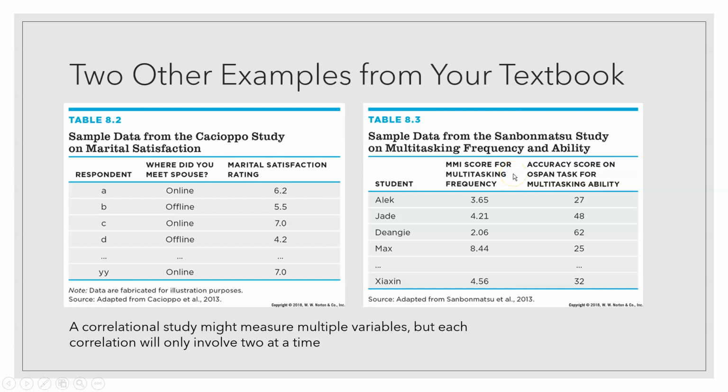Here we're looking at the Sanbonmatsu study looking at multitasking frequency, and then they were also looking at a test of working memory capacity known as the operation span task. If you've had me in cognitive psychology, you might remember that operation span is basically when I give you a bunch of sequences of mathematical equations to solve and a word that you also have to remember at a later time. So you're processing a math equation and you're trying to store information as well. And we use that as a measure of working memory ability. So both of these cases are cases where we are looking at a correlation between two different variables.